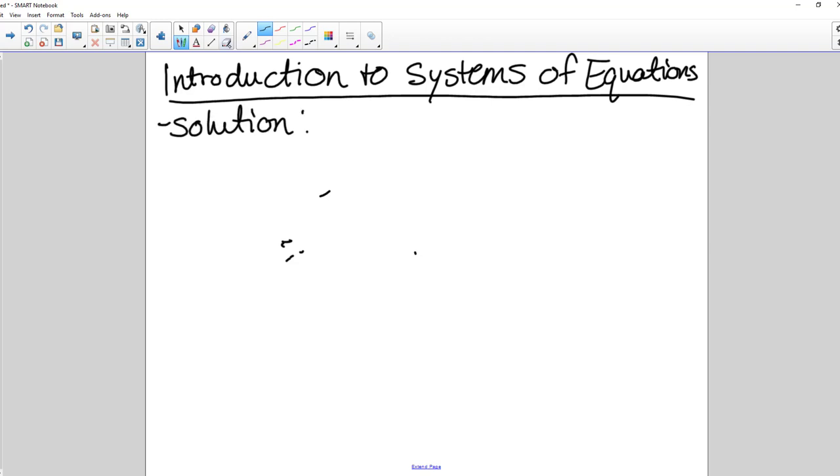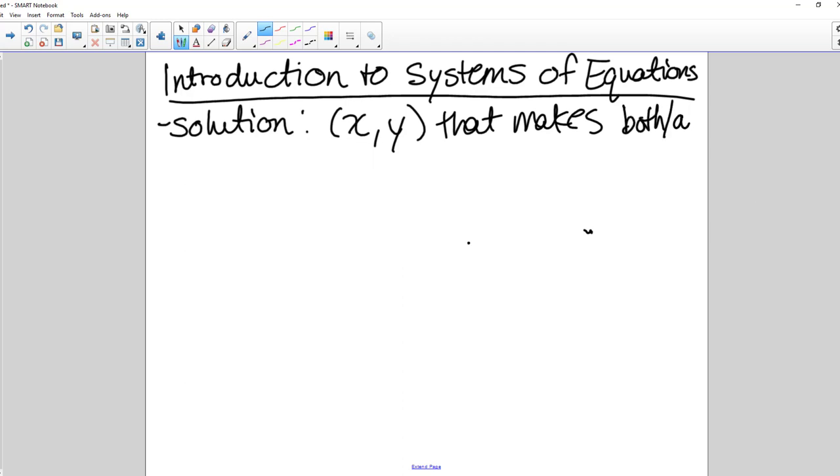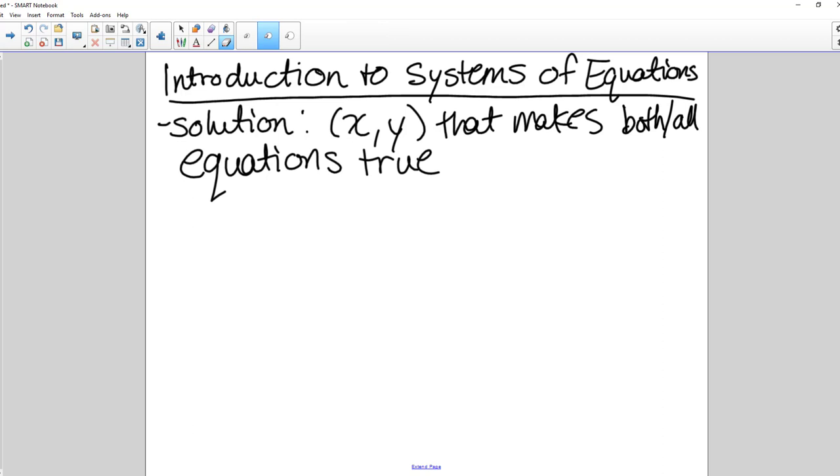is going to be something like x, y, like a point. So an x and a y, and it needs to make both or all equations true. So it needs to work for, if it's two equations, it needs to work for both of them, or three, it needs to work for all three of them.